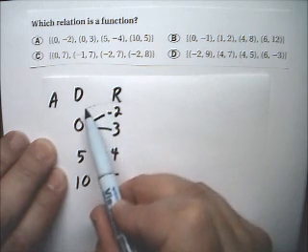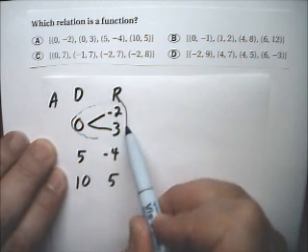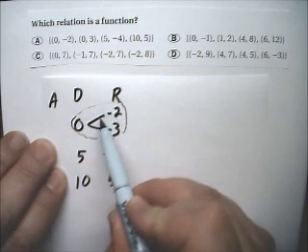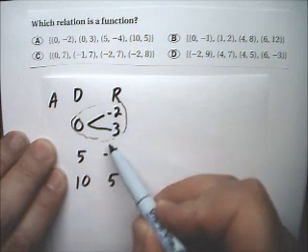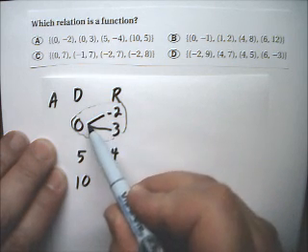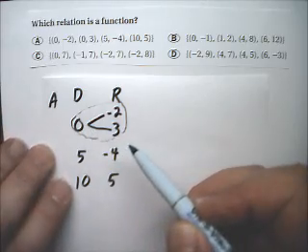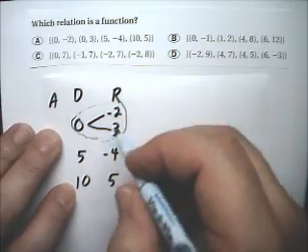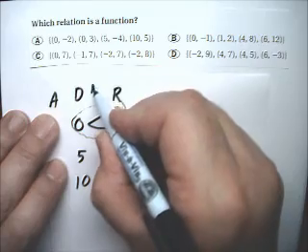Now this right here makes it not a function. You can't have this going this way. If it was the opposite, that would be okay, but a fork going that way makes this not a function. So this is a no.